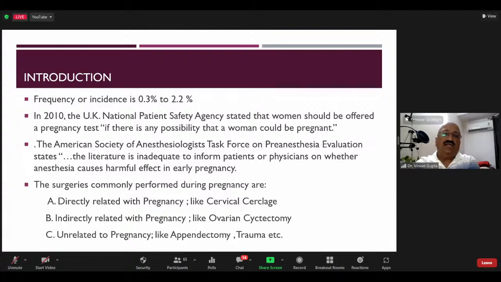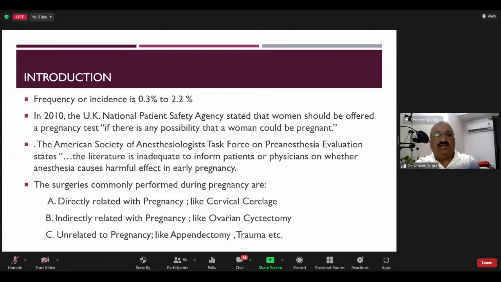In 2010, the UK National Patient Safety Agency said that women should be offered a pregnancy test if there is any possibility that the woman could be pregnant. If she is coming for a surgical indication, she should be offered a pregnancy test.